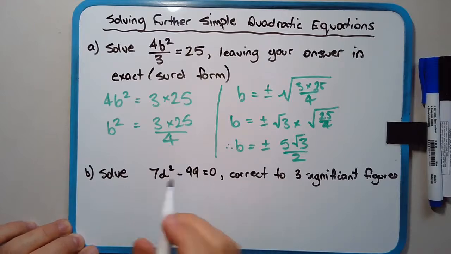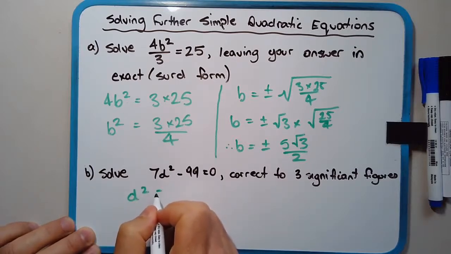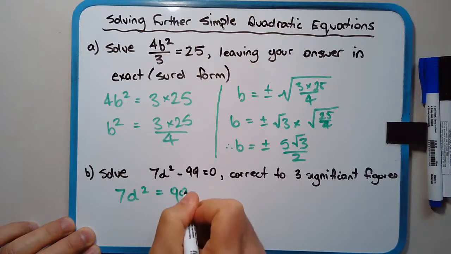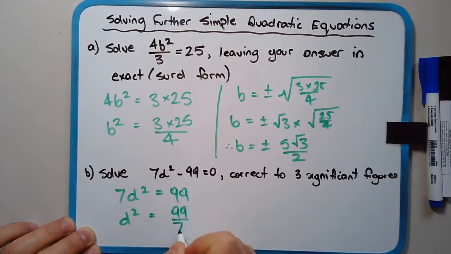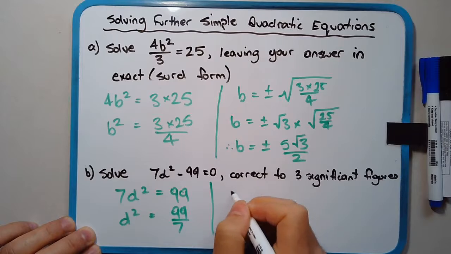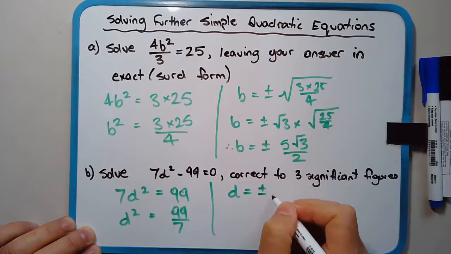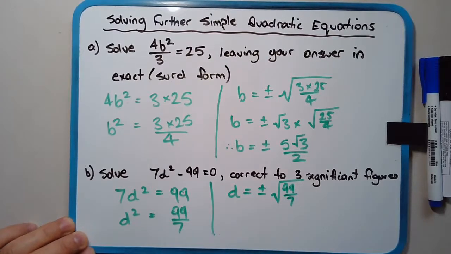We're just going to move the 99 over to the other side and divide both sides by 7. So d squared is equal to, actually I'll just do it in 2 steps, just to show you a little bit more detail. d squared is equal to 99 on 7. Okay, d is equal to plus or minus the square root of 99 on 7, but it says answer to 3 significant figures.